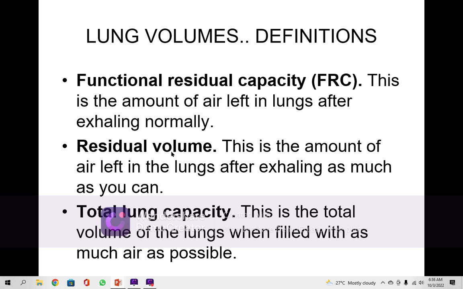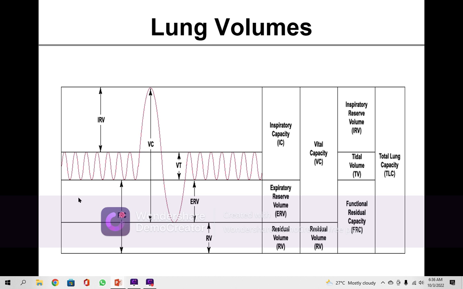The more the residual volume, the more the chances of an obstructive nature of the disease, because it is actually entrapped air. The total lung capacity, TLC, is the total volume of the lungs when filled with as much air as possible. In restricted lung disease it should be reduced, but in obstructive lung disease it is increased. Air trapping is going on. These are the good parameters.